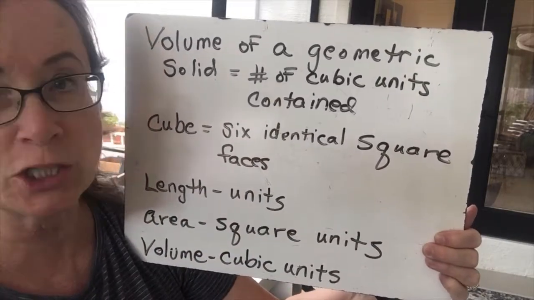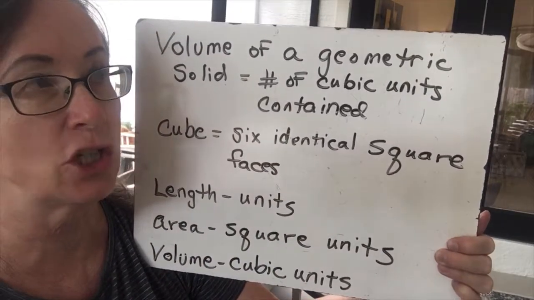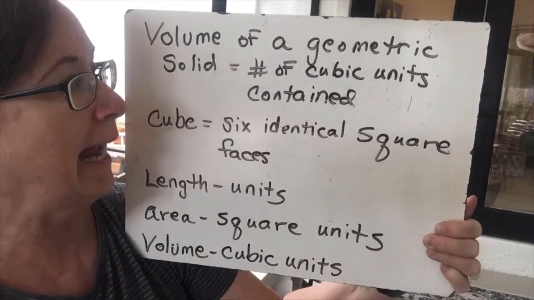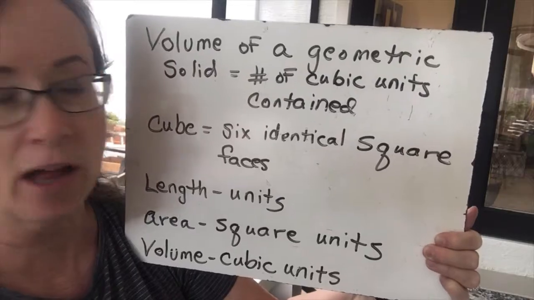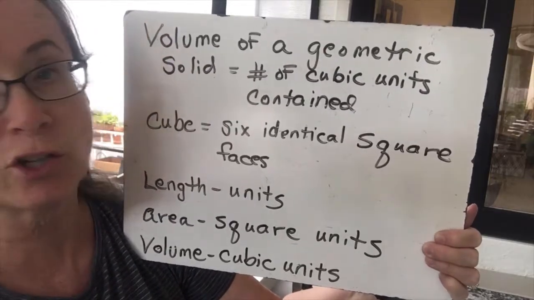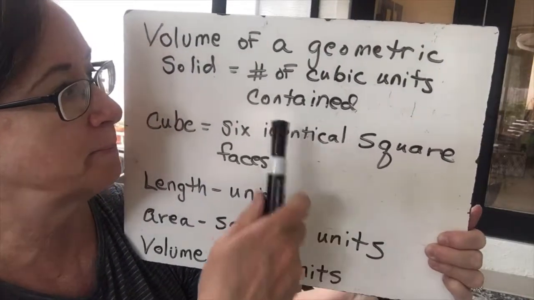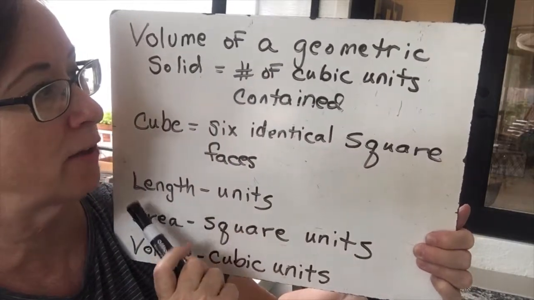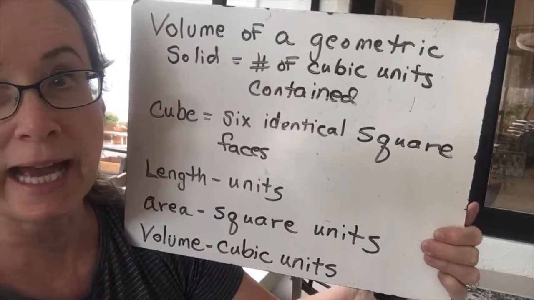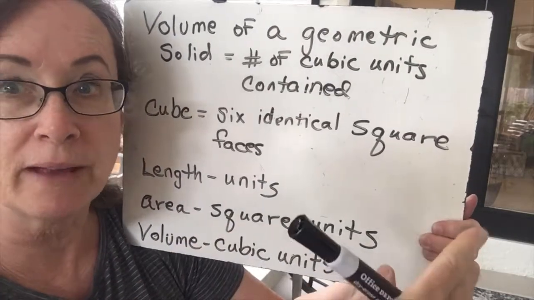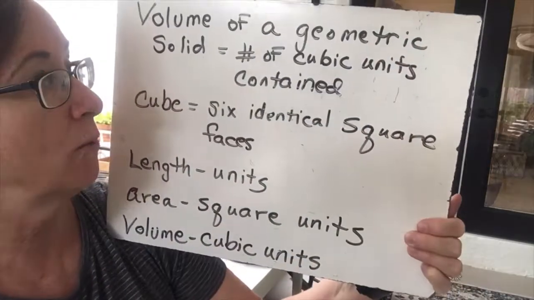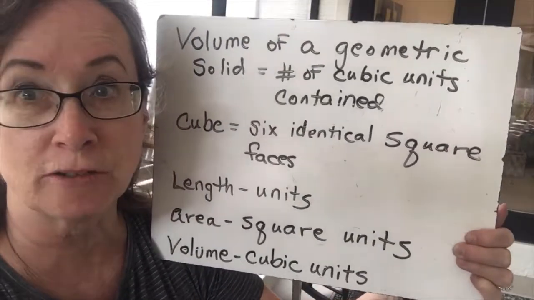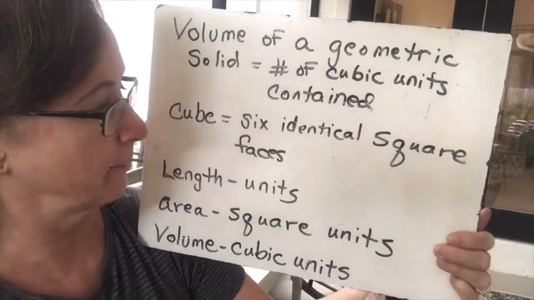So remember, a geometric solid is a shape that is going to be the same all the way up and has volume, which means that it could hold a number of cubic units. The number of cubic units contained is the volume. So it actually has length and width and height in order to be a geometric solid. It is not a two-dimensional figure that is flat.